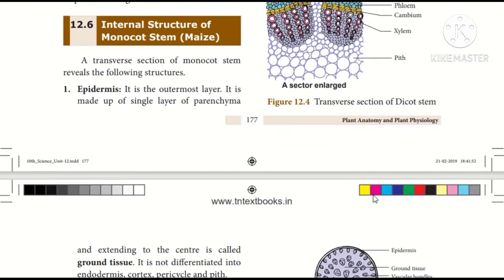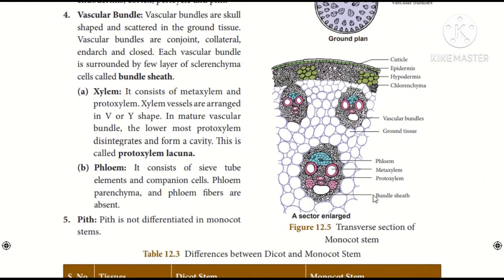Now, there is not much difference between the monocot stem and the dicot stem, but we have only a few differences. And what are the differences? We'll discuss them now. Before that, we'll have a complete outline of the transverse section of the monocot stem, given as an example.